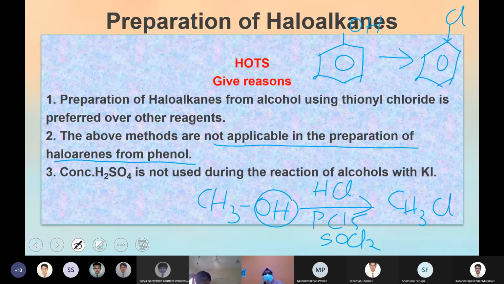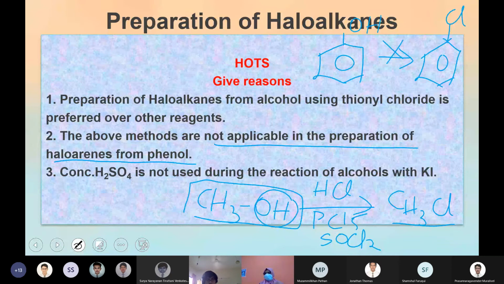Why? If it's a normal long chain alcohol, you can use any one of these three reagents to get its halo derivative, haloalkane. But for phenol, which has an aromatic ring, you cannot use any of these reagents to convert it into chlorine. That means no substitution is possible. OH on a benzene ring is known as phenol. This phenol cannot be converted to chloro derivative by any of these reagents.